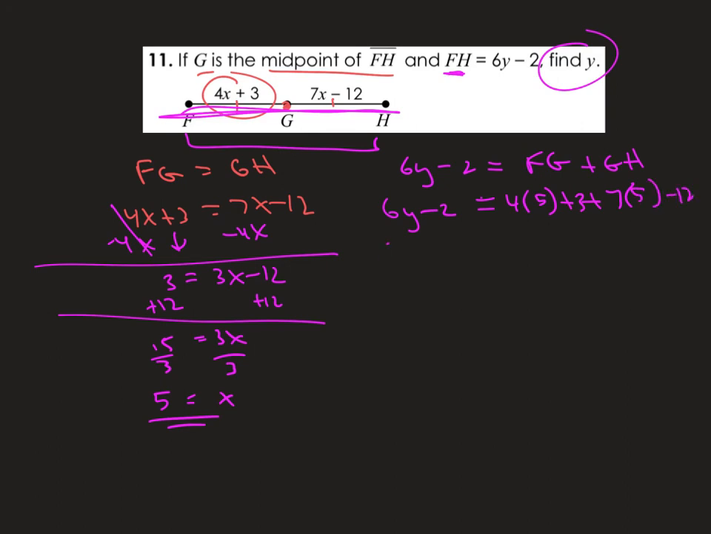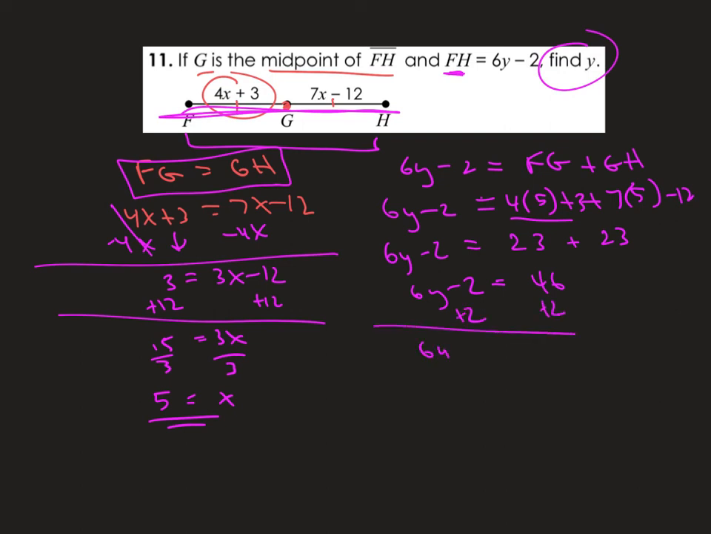So now let's do some number crunching on the right side. We don't have any x's, so this is a true and solvable problem. Got 4 times 5 plus 3 is 23. And 7 times 5 is 35, minus 12 is 23 again. And we knew that because we said FG was equal to GH. So 6y minus 2 is equal to 46. Add 2. We get 6y is equal to 48. Divide by 6, y is equal to 8.